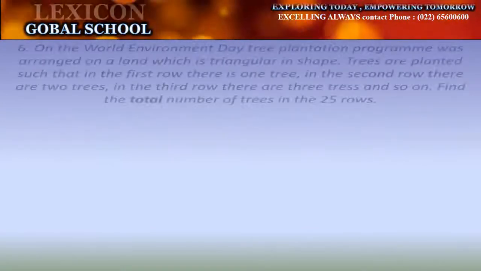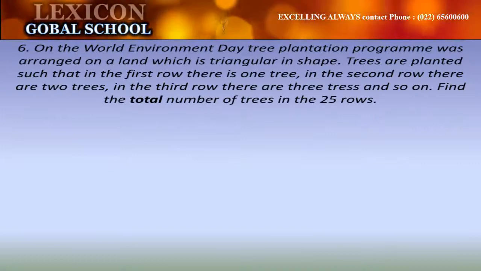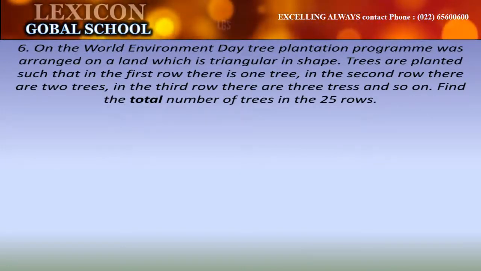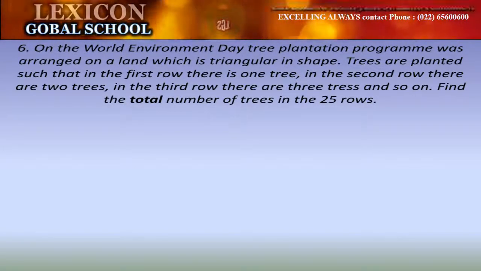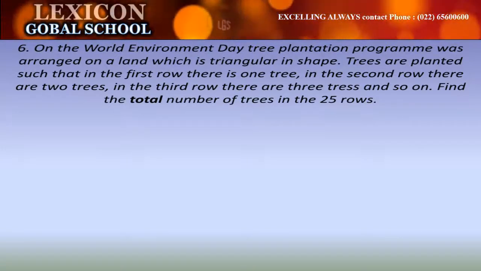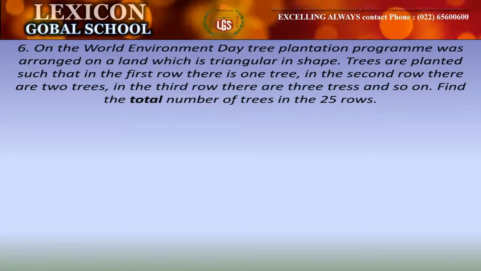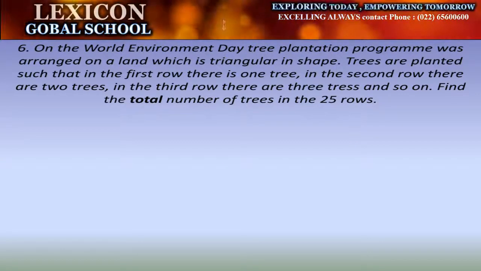Let us solve question number 6 now. Your question says, on World Environment Day, a tree plantation program was arranged on a land which is triangular in shape. Trees are planted such that in the first row there is 1 tree, in the second row there are 2 trees, and in the third row there are 3 trees, and so on. Find the total number of trees in 25 rows.